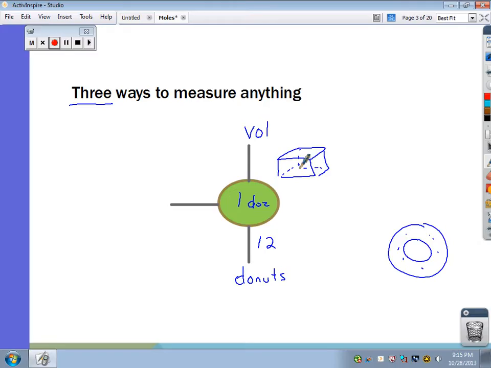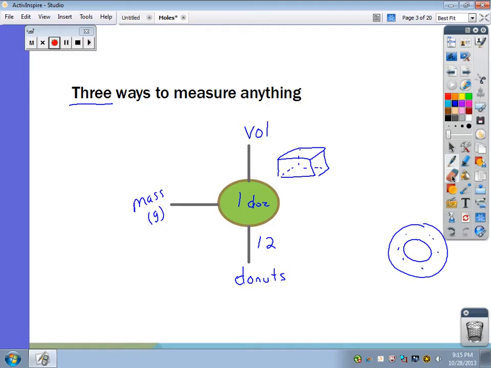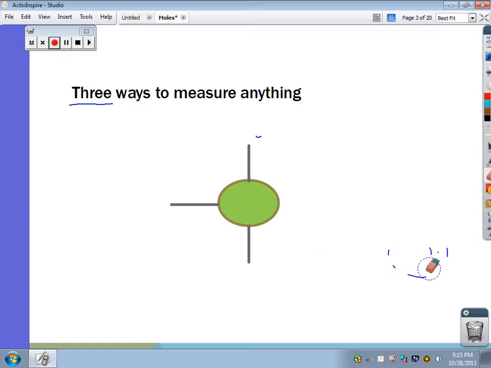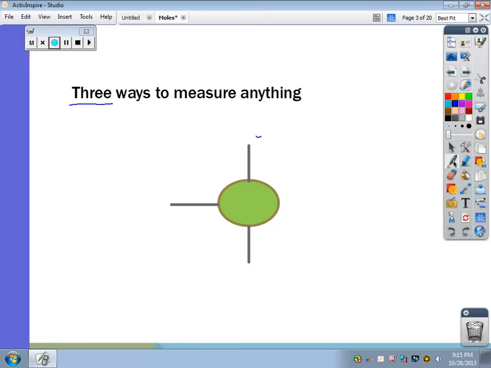And if I could find the mass of my donuts, then the mass in grams would be the same for all of them. What if I had a bag of rice? If I had a bag of rice, and that bag of rice was 50 pounds, you have a 50-pound bag of rice, I have a 50-pound bag of rice, everyone has a 50-pound bag of rice. So it weighs 50 pounds.